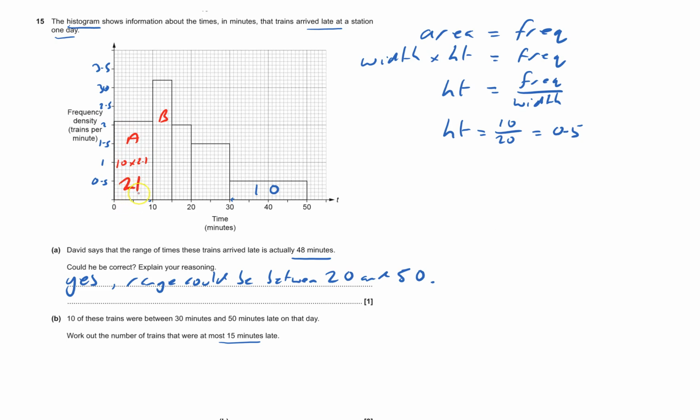So it's 21 there. And then B also, it's a width, which in this case is 5, times the height, which is 3.2. And 5 times 3.2, 5 times 3 is 15, 5 times 0.2 is 1, so that makes 16 altogether there. So the total number of trains will be 21 plus 16, which is 37. Can't see the marks, but there's actually 3 marks for that. And that's 15 done.